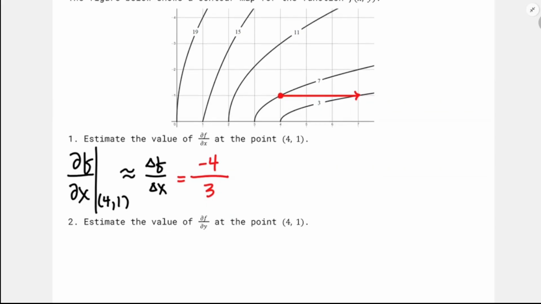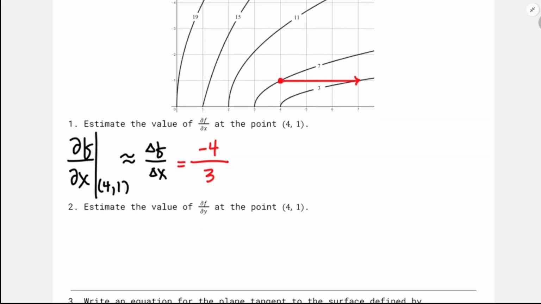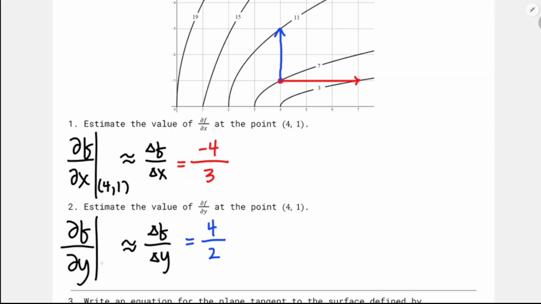If I wanted to estimate fy, I'd be thinking about, okay, what was the change in f when I went from one contour line to another? So I went from level 7 to level 11, that's positive 4, divided by change in y was positive 2. So let's say that was change in f divided by change in y, which is approximately equal to the partial derivative of f with respect to y.